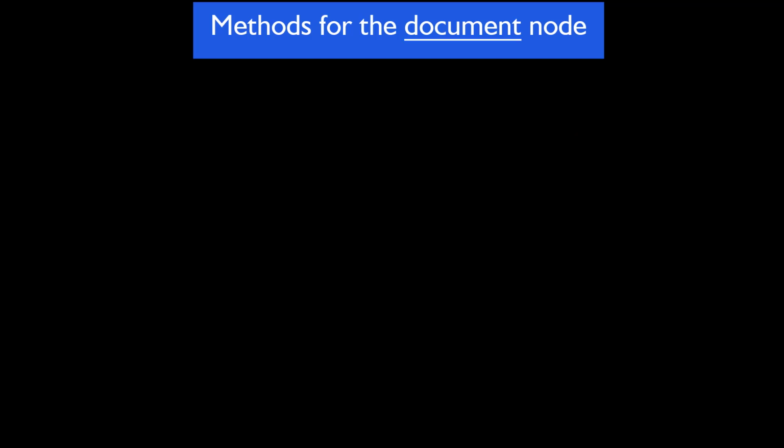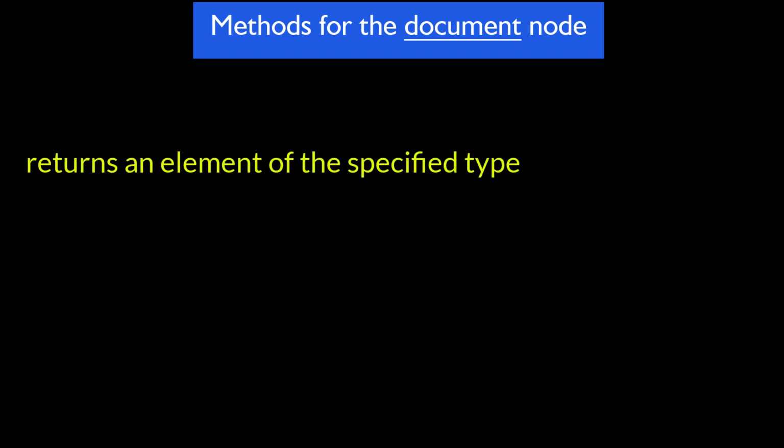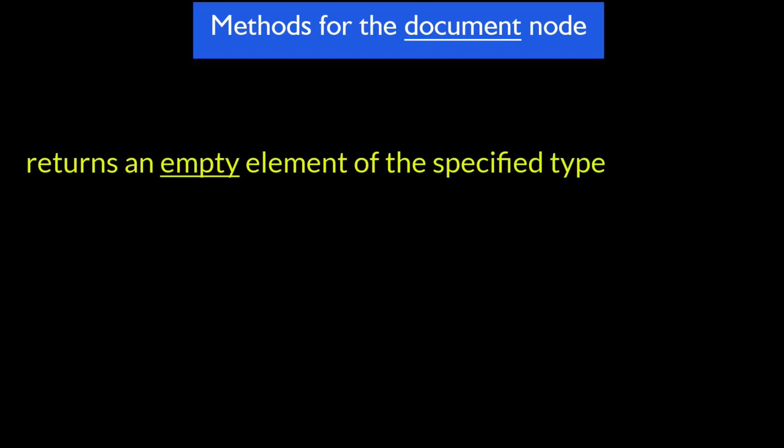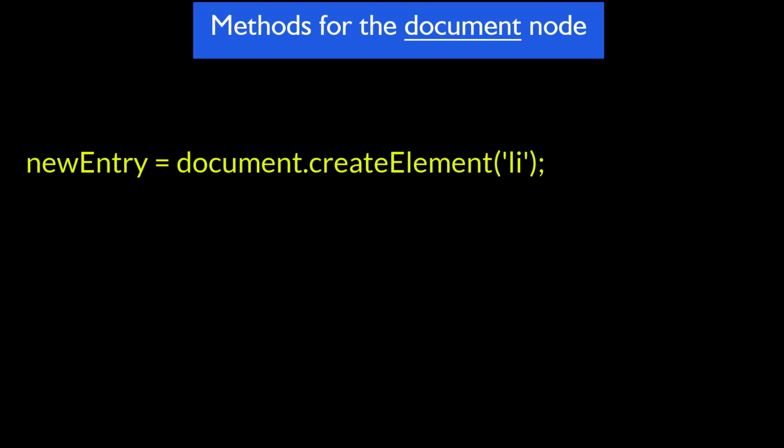So let's look more closely at the methods we mentioned above, which are available to the document node. createElement: for its input, you put a tag name. For example, some tags we've worked with so far, P and IMG and A and LI and so forth. Either put it in a variable or as a string literal. It's case insensitive. The output of this method is an element of the specified type. Now the element starts out empty. It takes more work to populate it. For an example, newEntry equals document.createElement("li").